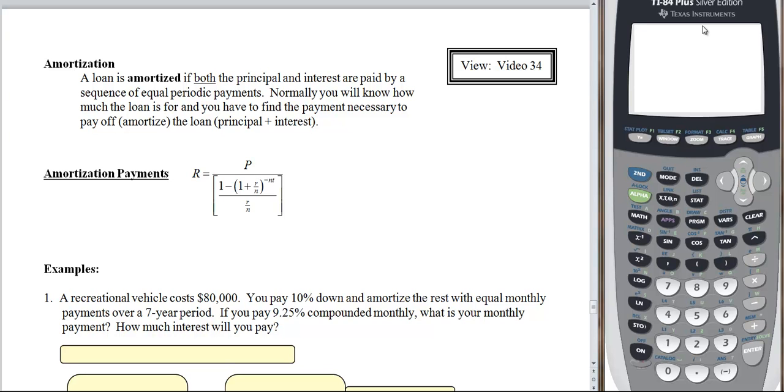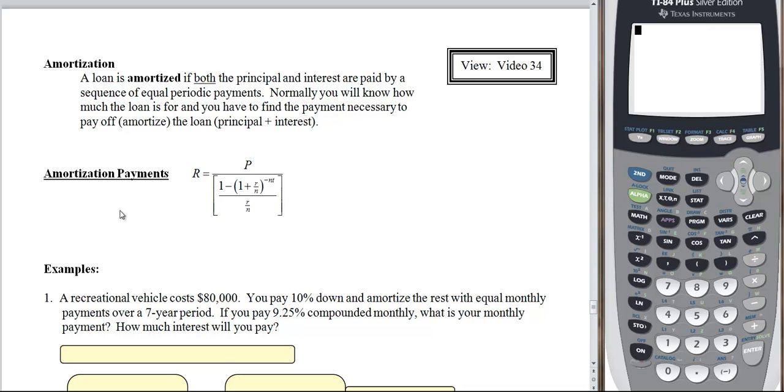Now we're going to look at amortization. A loan is amortized if both the principal and interest are paid by a sequence of equal periodic payments. Normally, you will know how much the loan is for, and you have to find the payment necessary to pay off, amortize, the loan, which is the principal plus the interest.